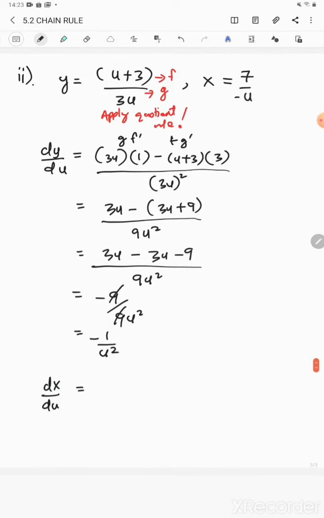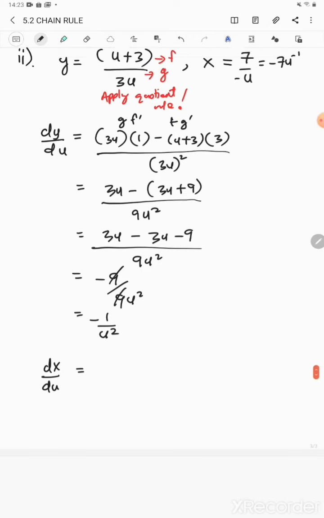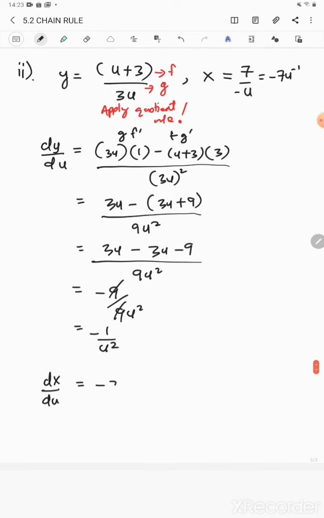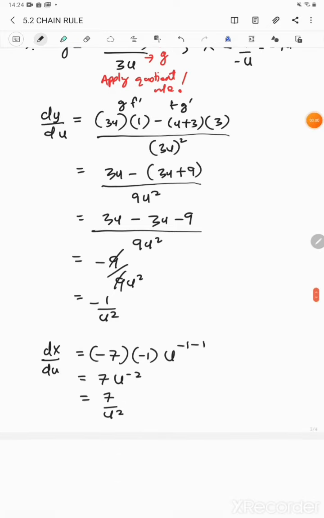Since we have here 7 over negative u, you have to bring it up, so there will be negative 7u power of negative 1. So differentiate this, what you get is, remember negative 7 is a constant. Bring negative 1 in front, and then u power of negative 1 minus 1. So the answer now here, negative 7 times negative 1, you get 7u power of negative 2. So that means you have to bring it down, so it will be 7 over u square.